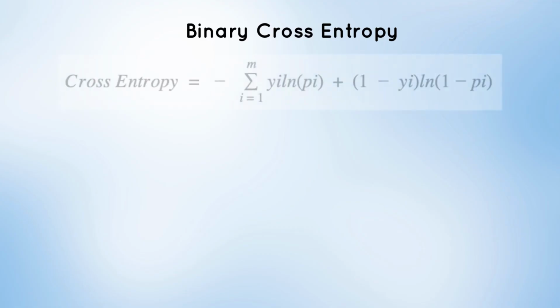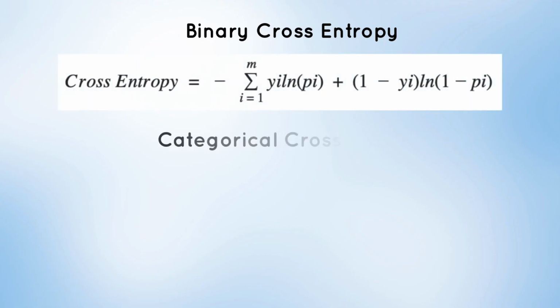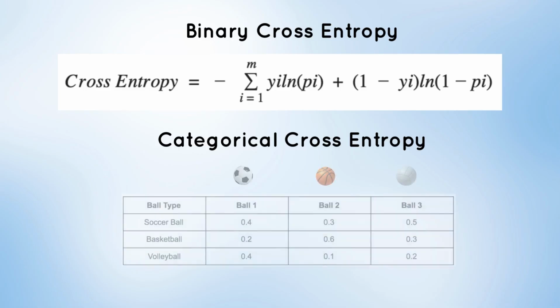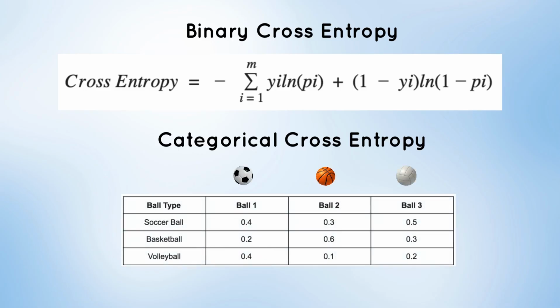This was our equation for binary cross entropy. Our categorical cross entropy equation is a little bit different. Having calculated the cross entropy for this set of data, let's actually generalize categorical cross entropy into an actual formula like we did here for binary.